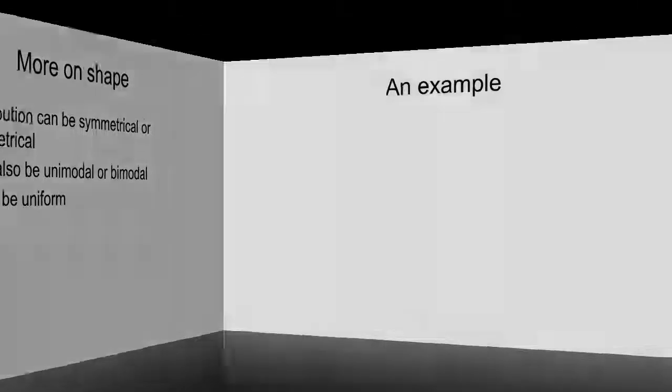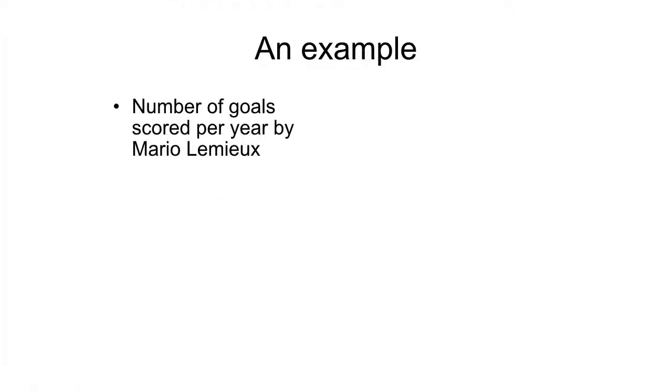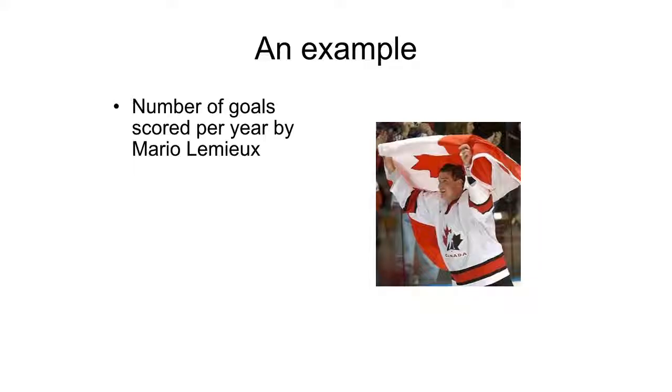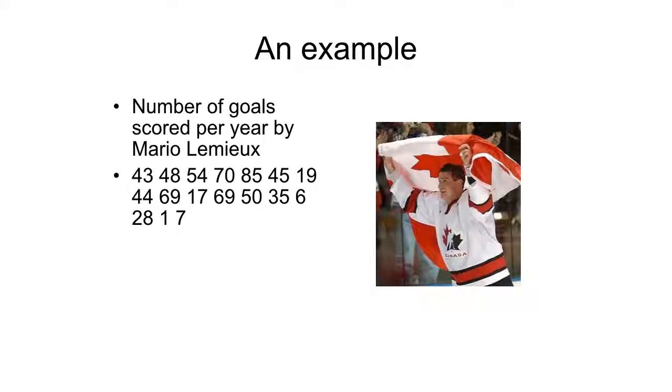We'll see what happens. Here's an example of actual data. Mario Lemieux was an amazing hockey player, or as he was called in Pittsburgh and English Canada, Mario Lemieux. That bugs me. There he is in the 2002 Olympics when we won the gold medal for the first time since 1956. Here's some goal totals from his career. 43, he was 18. 43, 48, 54, 70, 85.